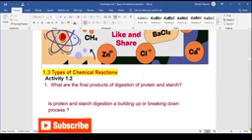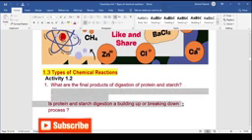What are the final products of digestion of protein and starch? The final products of digestion of protein are the amino acids, and that of starch is glucose. And you can write the answer to the question as follows.